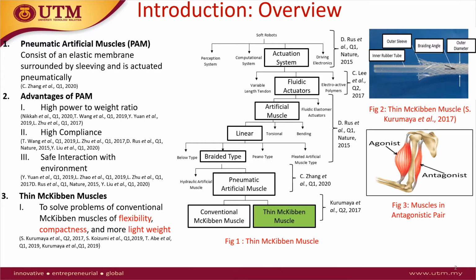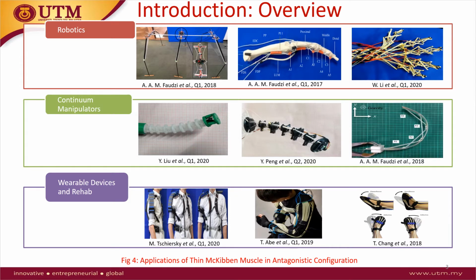So the advantages of pneumatic artificial muscles are high power to weight ratio, high compliance, and also safe interaction with the environment. In 2013, thin McKibben muscles were developed in order to solve problems of conventional McKibben muscles, where the thin McKibben muscles were more flexible, compact, and also more lightweight. There have been many applications for thin McKibben muscles developed recently, which consist of application in robotics, continuum manipulators, wearable devices, and also rehab. So these are a few applications of thin McKibben muscles which are in antagonistic configuration.